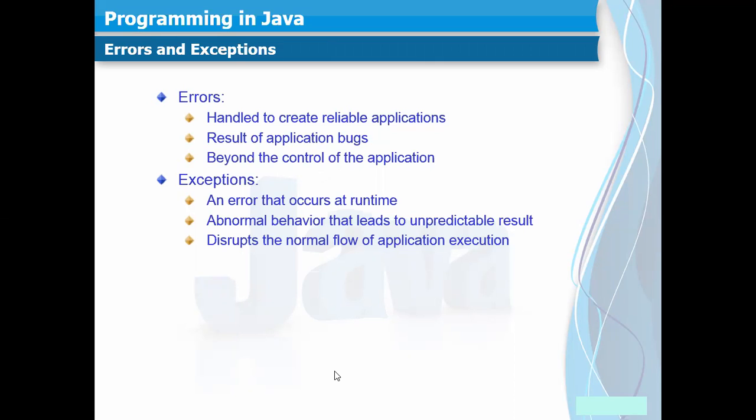Exception is what? That is an error that occurs at runtime. It produces abnormal behavior that leads to unpredictable results. जो रन टाइम एरर आता है, बीच में आपका लैपटॉप काम नहीं करता है, स्टॉक हो जाता है, तो आप क्या करते हो, फुल्ली जाकर उसको शट डाउन करते हैं.